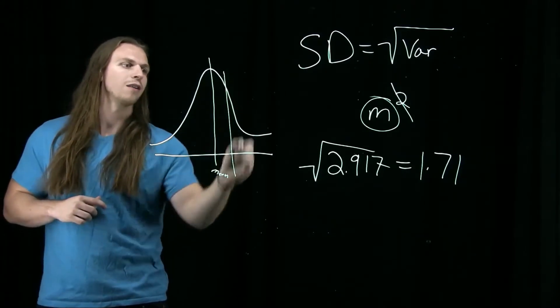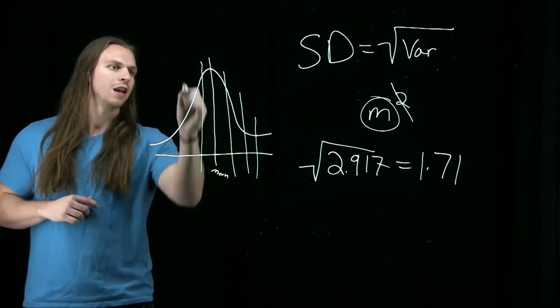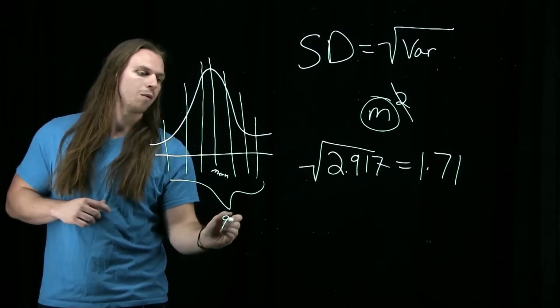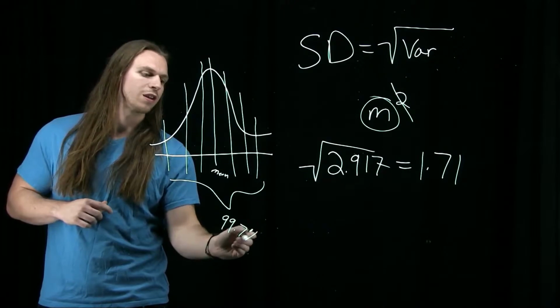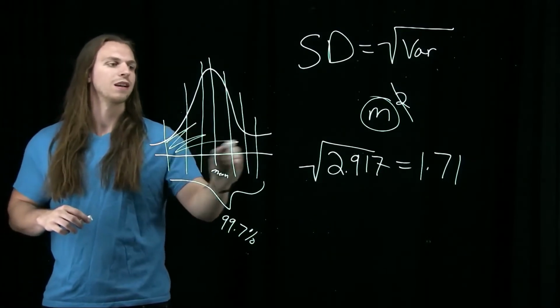If we go out 3 standard deviations above and 3 standard deviations below, we'll get 99.7% of a total population within that distance.